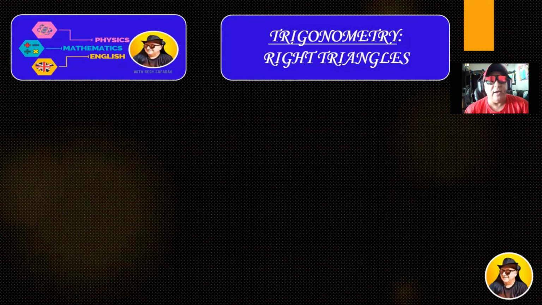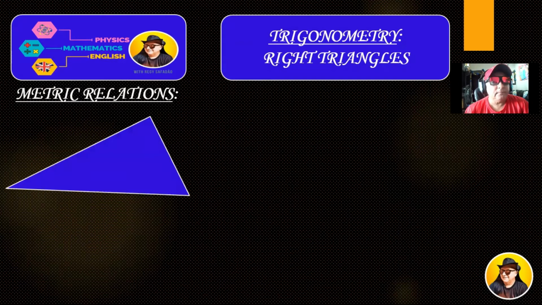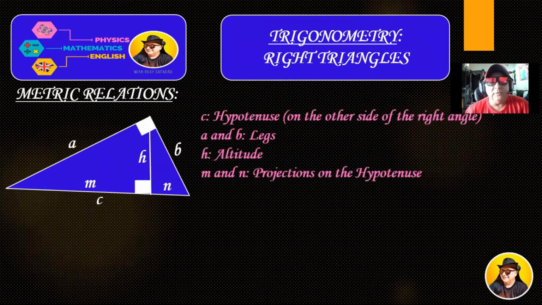Trigonometry, right triangles. Well, metric relations. Here we have a right triangle. C is our hypotenuse. A and B are the legs. H is the altitude. And M and N are the projections. All right. Well, let's see.